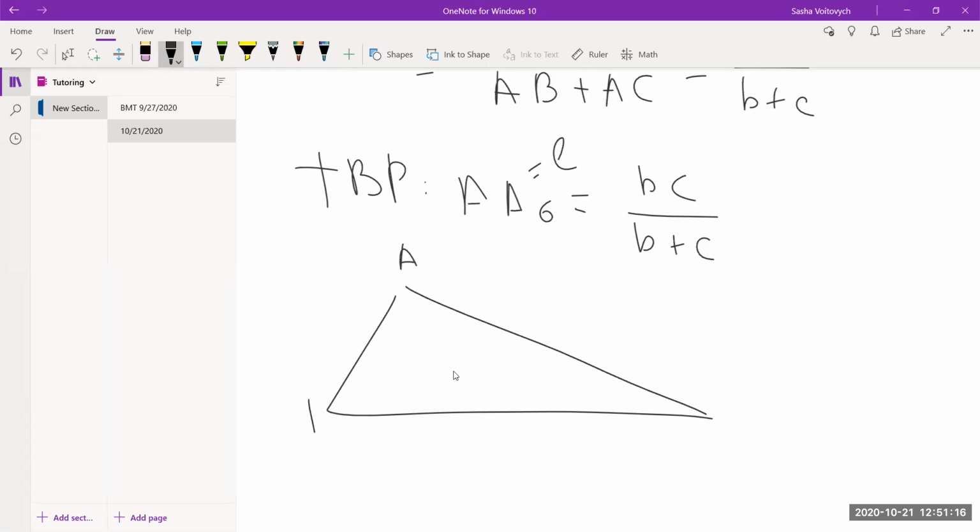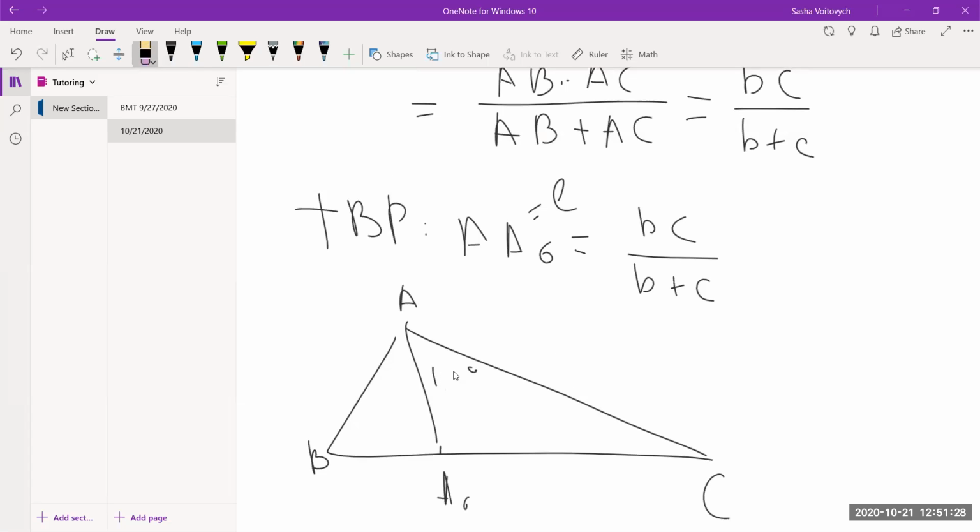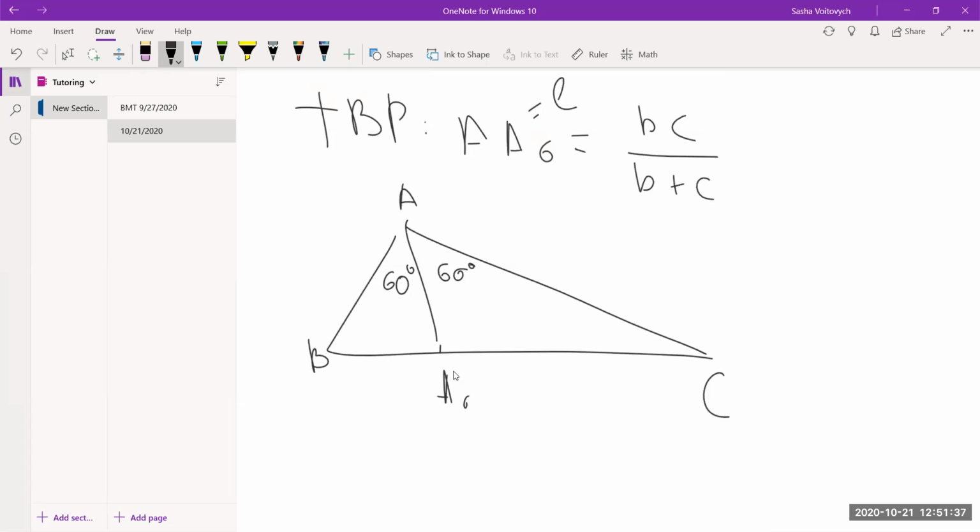Now we're in a good situation because we don't have to deal with the other two bisectors. So now we just know that this angle is 120 degrees, which is equivalent to saying that these two are 60. So these two are 60. And we know that AA0 is a bisector.